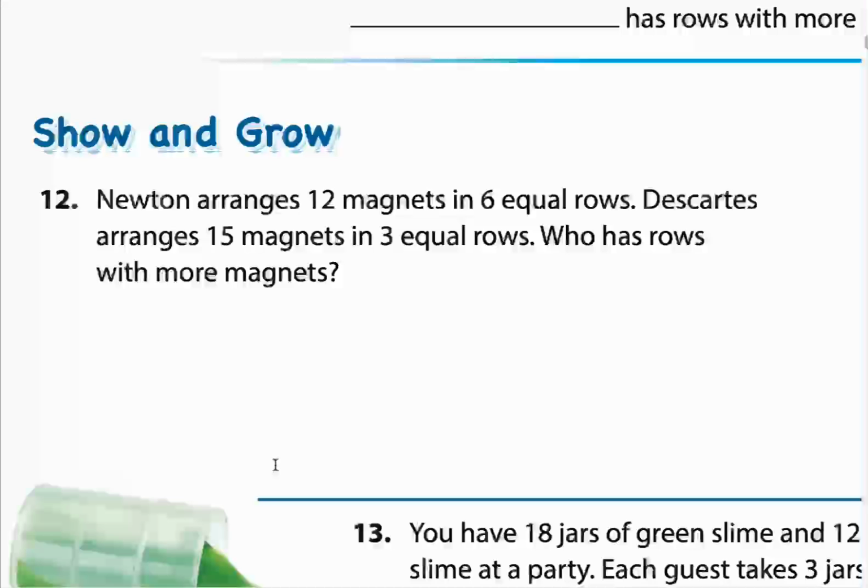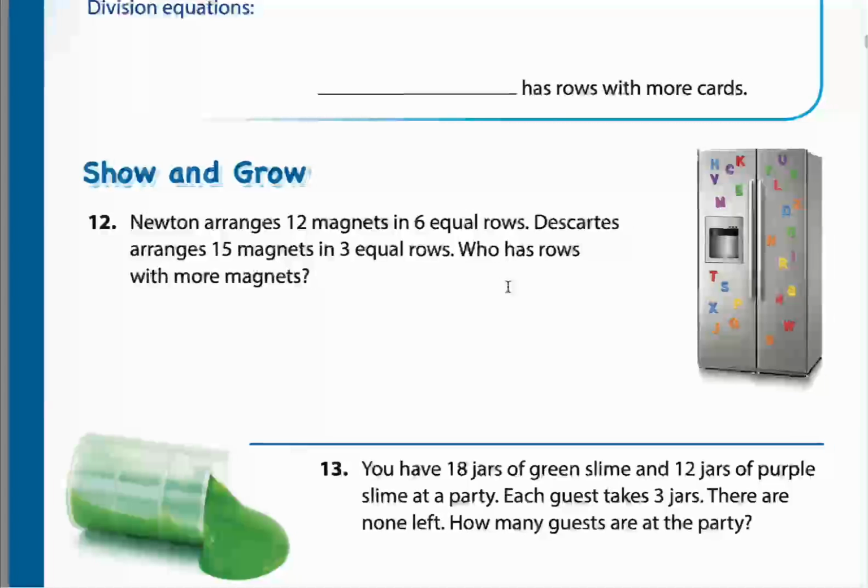Hussein Al-Abbad, would you please read the question for us? Yes. Newton arranges 12 magnets in 6 equal rows.